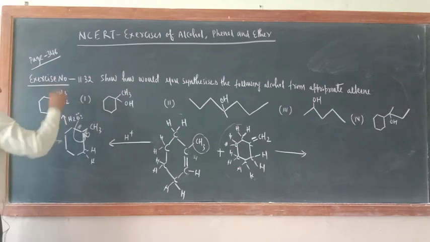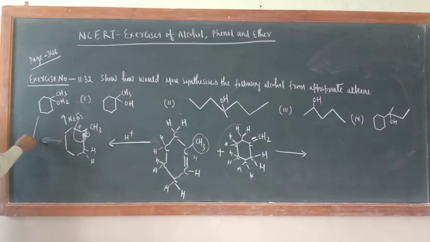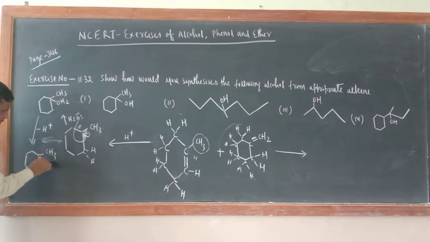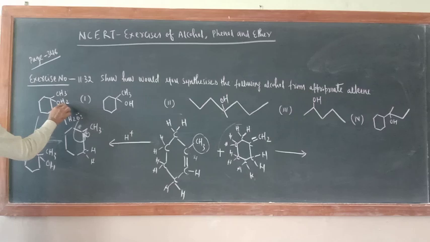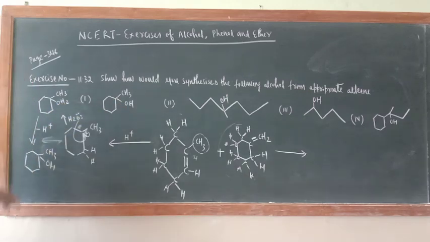OH2, correct. Now the third step is loss of proton. If a proton is lost from here, then what do you get? You will get CH3 and OH. This one proton will come out from here, OH2. Now you have got this one, correct?